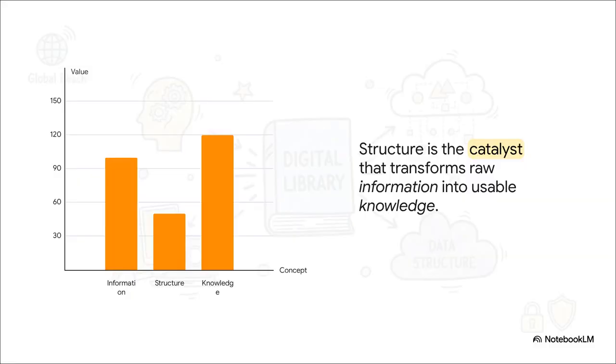And this chart? It's the perfect way to see what's happening. You start with a huge amount of raw information. Then you apply structure to it, things like categorization, clear pathways, search tools. And when you do that, you don't just organize it, you create something way more valuable. You create knowledge that people can actually find, understand, and use to innovate and solve real-world problems.